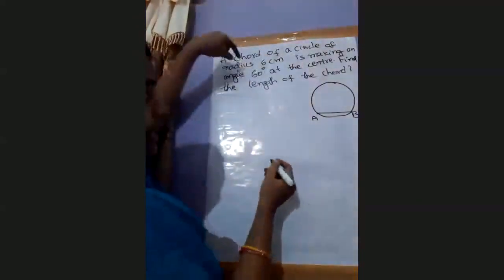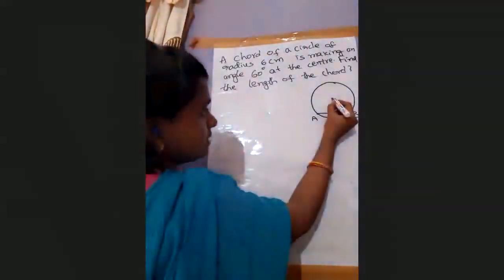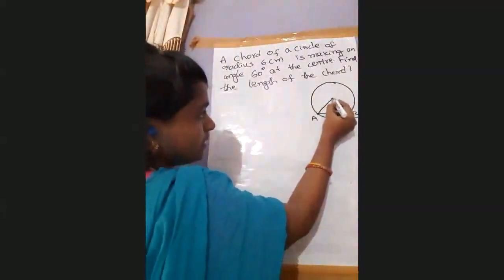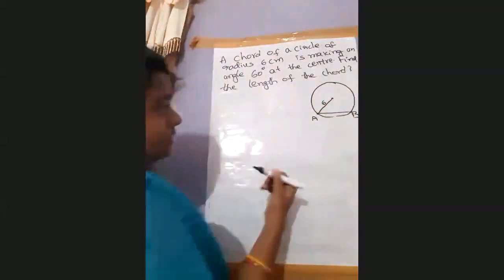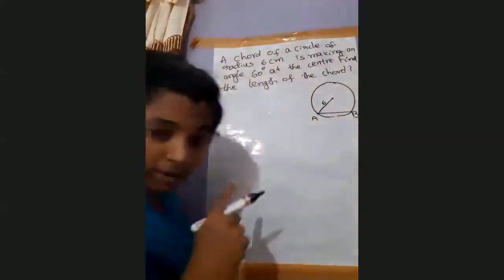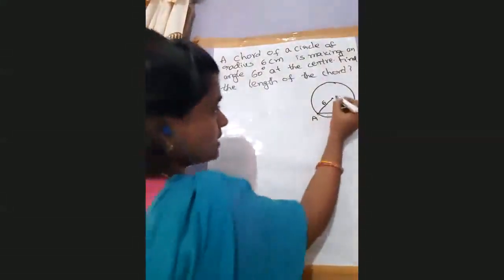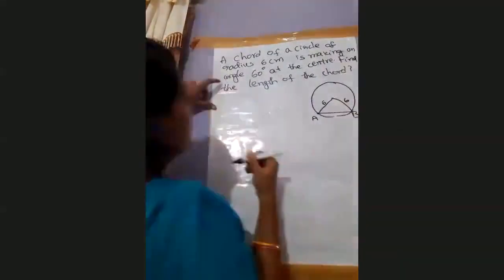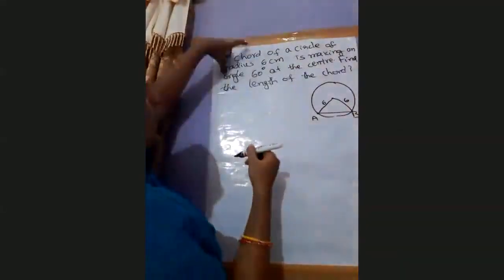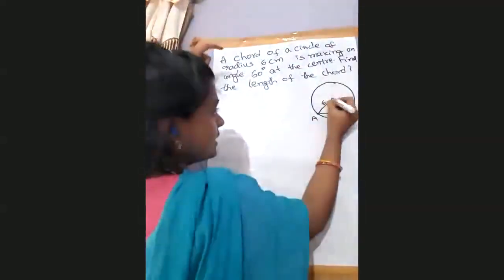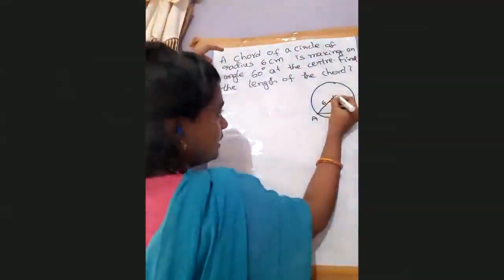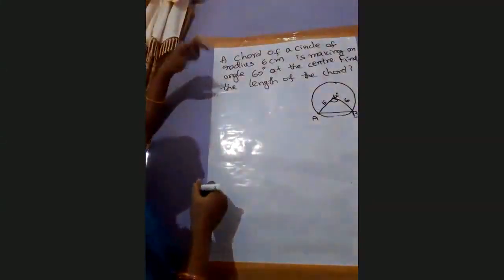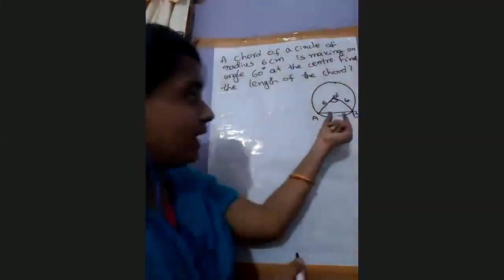And they given a circle of radius 6 centimeters. Radius 6 centimeters means the distance from the center point to any point on the circle, right? So this is the 6 centimeters. And it is making an angle of 60 degrees, so this is the 60 degree value at the center. Find the length of the curve. So now we have to find the length of the curve.